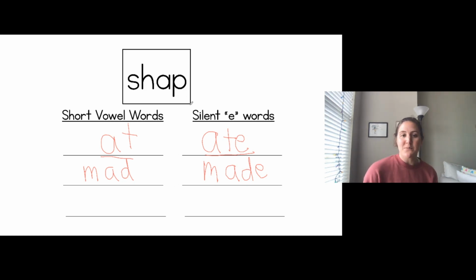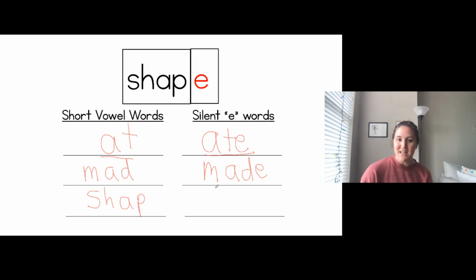Okay, here's my next word. It ends in a consonant, so I'll say the short vowel sound, ah. I'll read it. Sh, ah, p, shap. Short vowel sound. Next word. Now it ends in an E. So that means that I need to make the long vowel sound when I read the word, and the E is going to be silent. So I'll say A. Sh, ape, shape. I'll write it as a silent E word. Shape with an E at the end. Then I can practice reading all of my words.